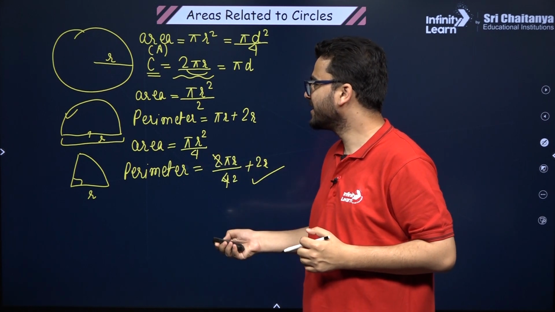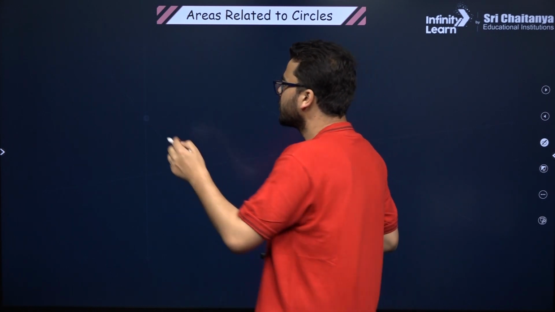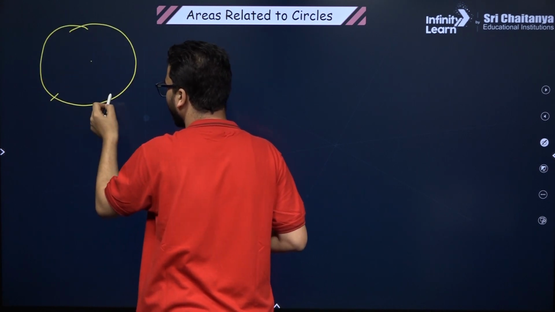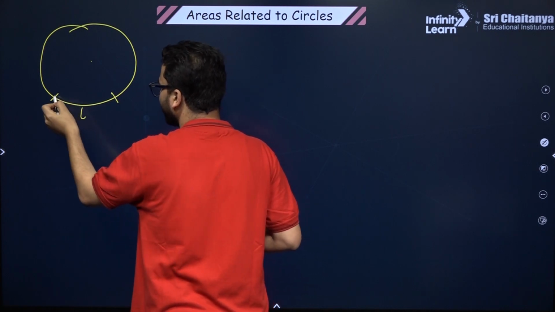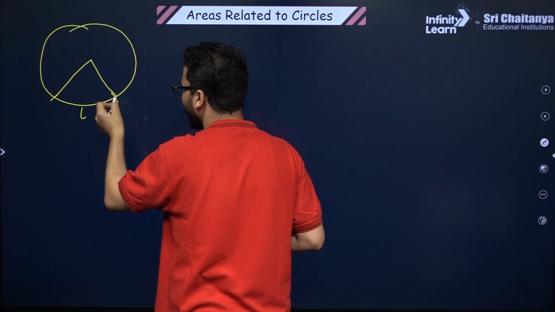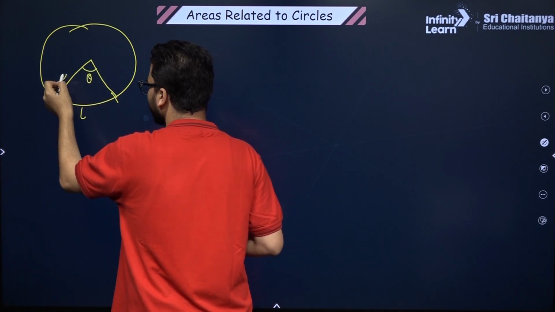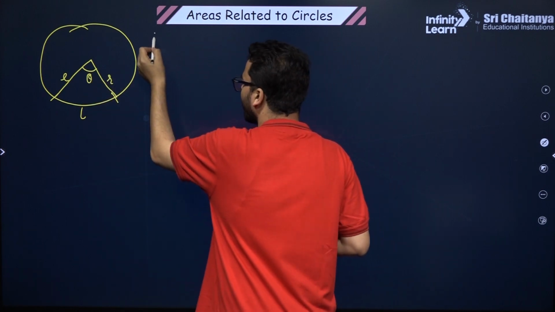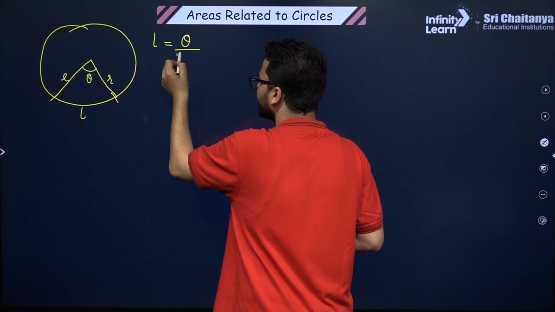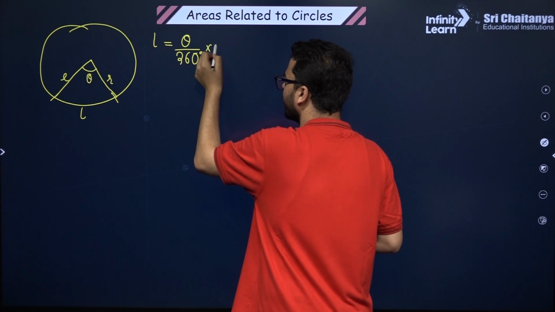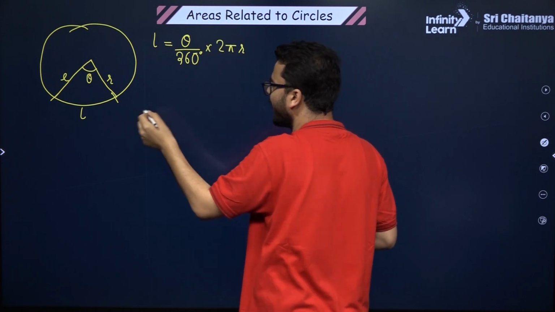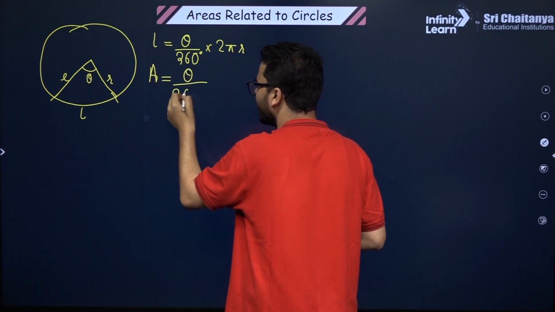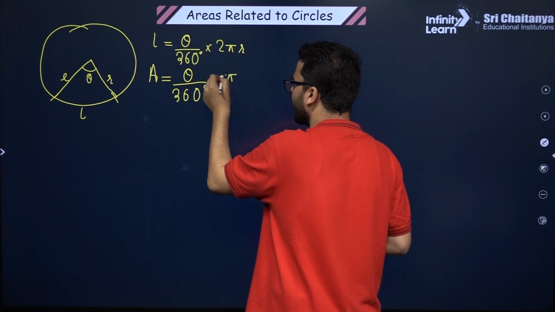Now let's talk about sector and segment. Again, if you have a circle and an arc whose length is L, and that arc is subtending an angle theta at the center of the circle, and the radius of the circle is r, what is the length of this arc? It is theta by 360 into 2 pi r. And what is the area of this sector, which I'm writing as A? That is theta by 360 into pi r square.